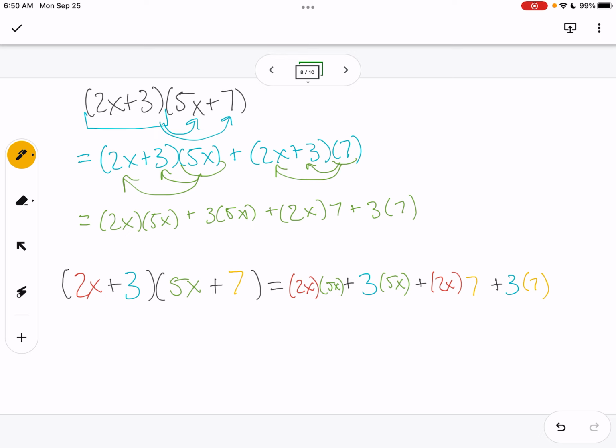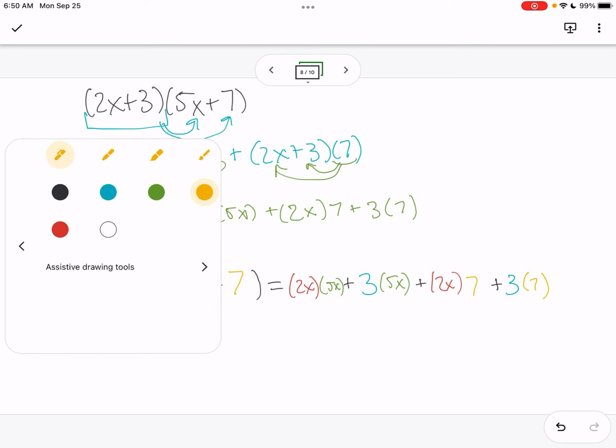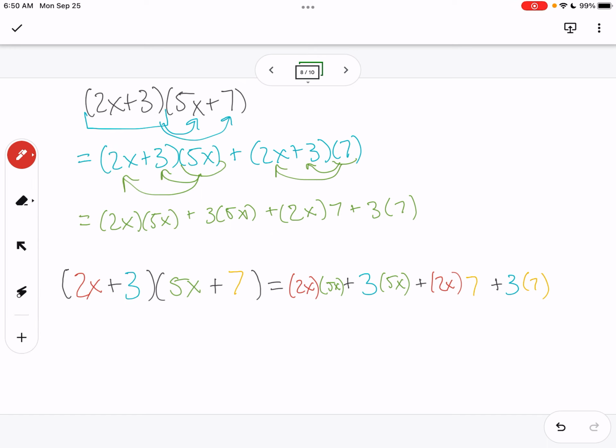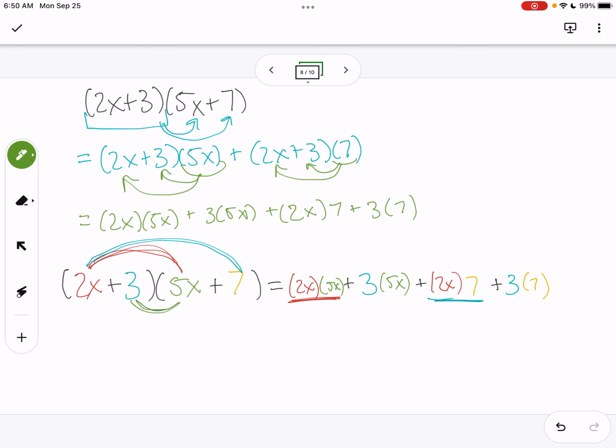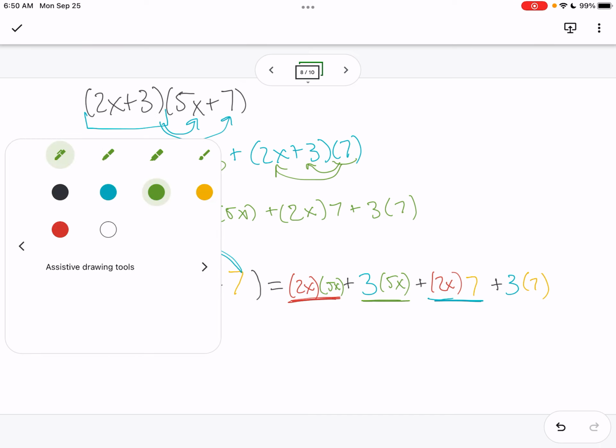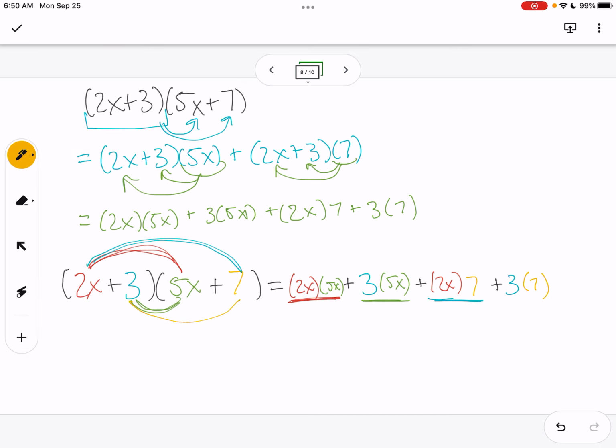So now we can see that when we multiply the first terms, we get 2x times 5x. When we multiply the outside terms, we get 2x times 7. When we multiply the inside terms, we get 3 times 5x. And when we multiply the last terms, we get 3 times 7. So that is why FOIL works.